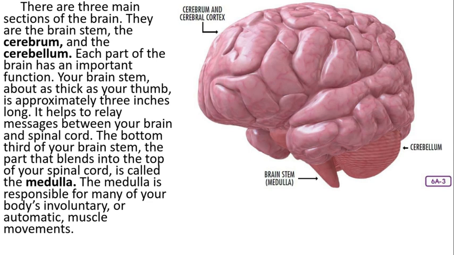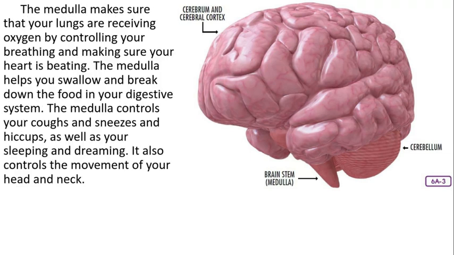The bottom third of your brainstem, the part that blends into the top of your spinal cord, is called the medulla. The medulla is responsible for many of your body's involuntary or automatic muscle movements. The medulla makes sure that your lungs are receiving oxygen by controlling your breathing and making sure your heart is beating. The medulla helps you swallow and break down the food in your digestive system.